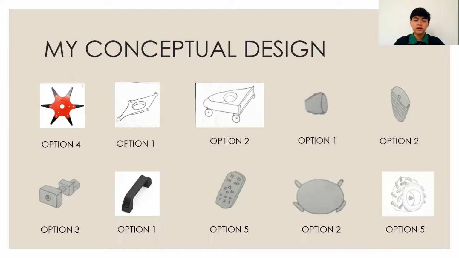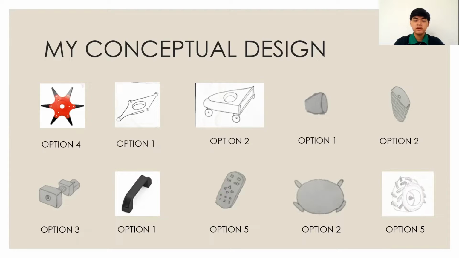For the exhaust part, the design looks simple and easy to handle. For the grass dumper, blade adjuster, handle, and remote control, I choose option 2, option 3, option 1, and option 5 because I found they are very easy to find in the market right now.